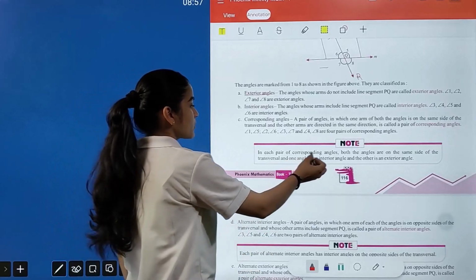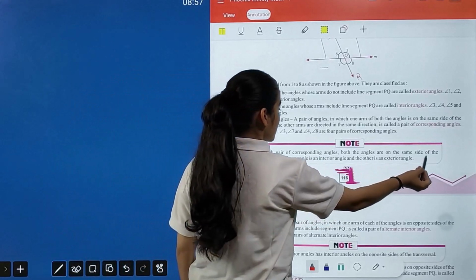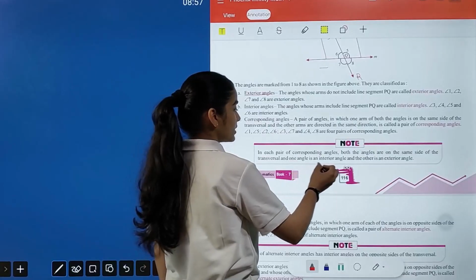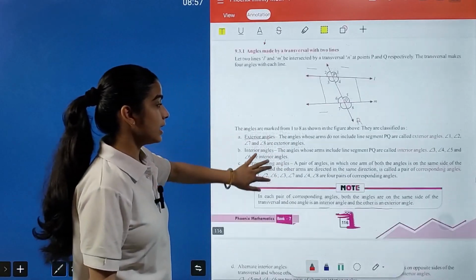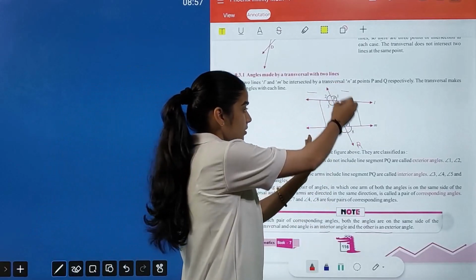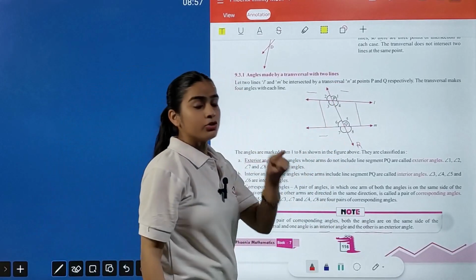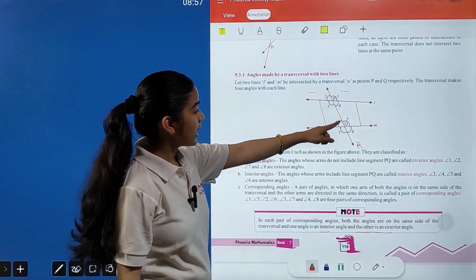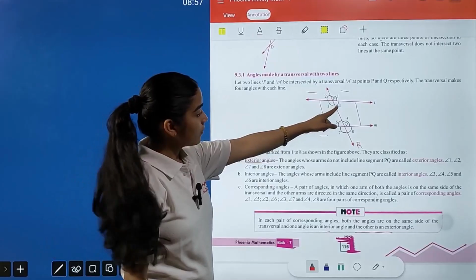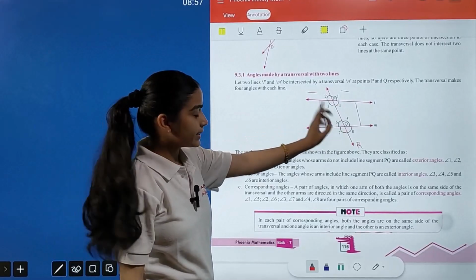In each pair of corresponding angles, both the angles are on the same side of the transversal and one angle is an interior angle and the other is an exterior angle. You just have to consider that on the same line, on the same side, one should be interior and one should be exterior. So angle 1 is exterior, angle 5 is interior, angle 4 is interior, angle 8 is exterior.